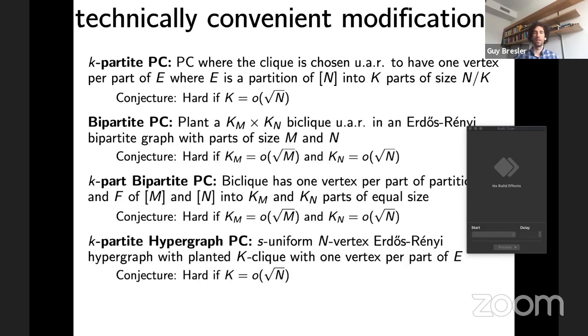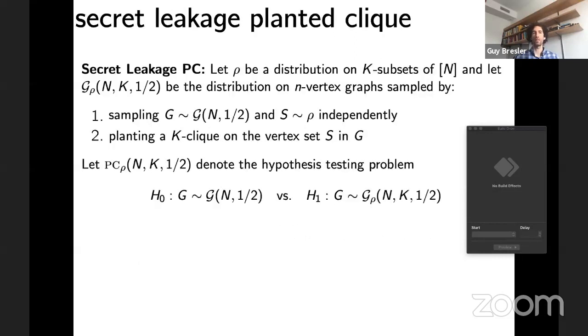Okay, so there are several other such variants of planted clique: bipartite planted clique, k-partite bipartite planted clique, and a k-partite hypergraph version of planted clique. Each of these is useful for different sets of reductions. And instead of just carrying around all of these, one could just assume each of these is hard on its own. It's conceptually useful to abstract away what's happening here and just think of all of them as an instance of a more general problem that we call secret leakage planted clique.